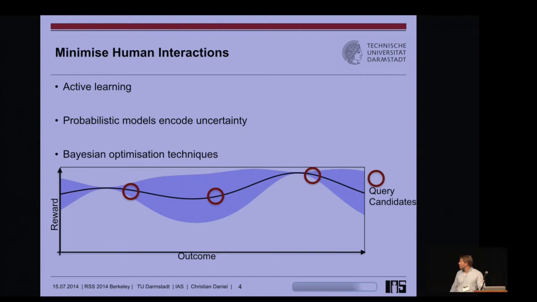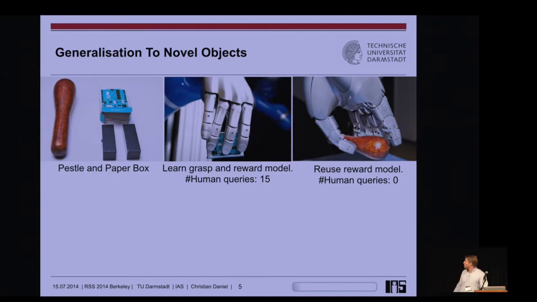For example, one big problem that we have is human variability. So if you ask the human about the same outcome multiple times, he will give you different answers. Using GPs, we can explicitly model this variability as a hyperparameter, and we can optimize for this hyperparameter directly from data. So we implemented all of this on a real robot, and surprise, it worked. Otherwise, I wouldn't be here.